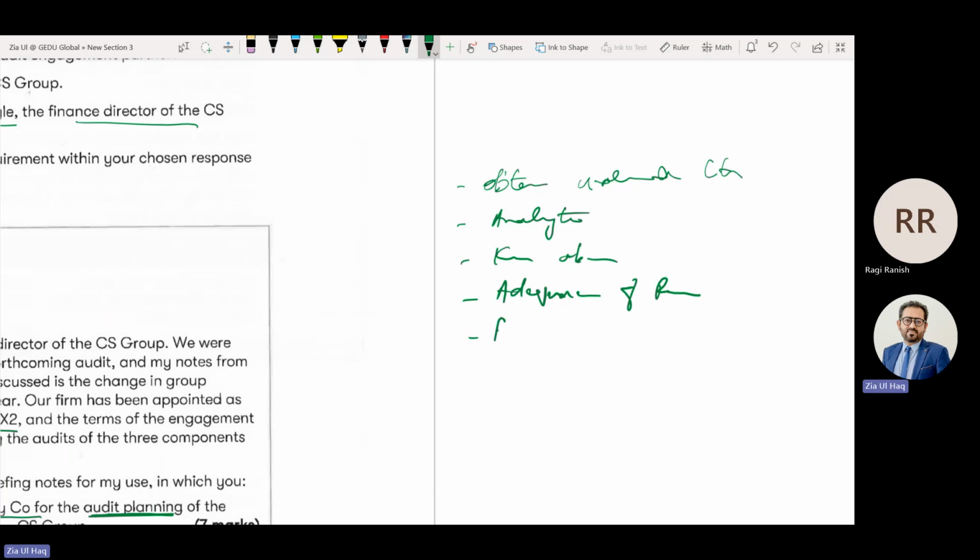We need to revise the materiality level, because now the group is going to be expanded. We need to revise our letter of engagement, because now management responsibility and the auditor's scope of work are going to increase. Ultimately, the auditor fee is going to increase, and we need to agree on that again.